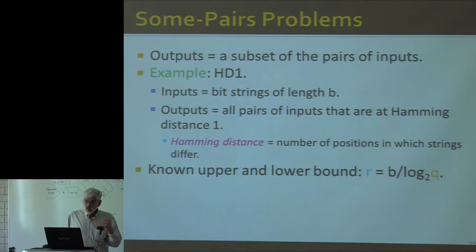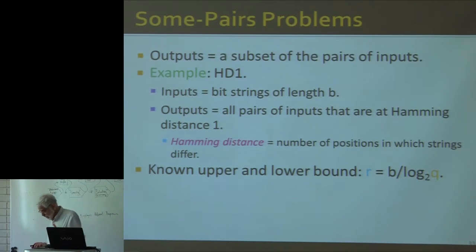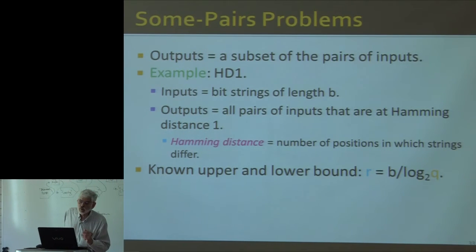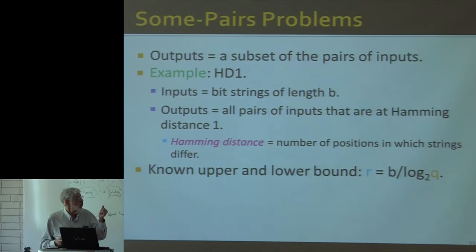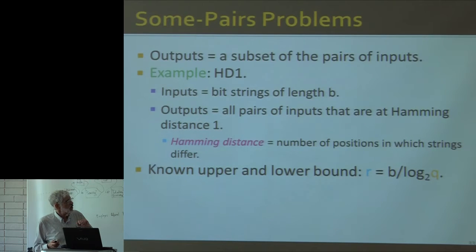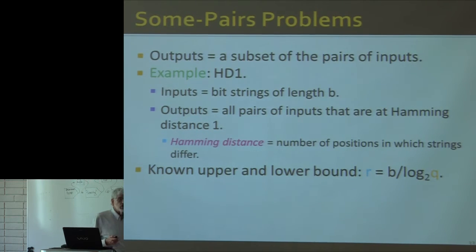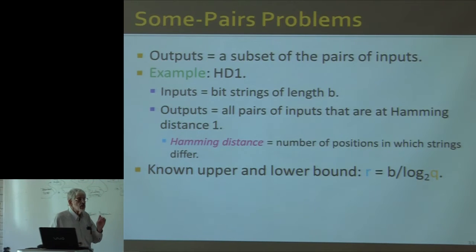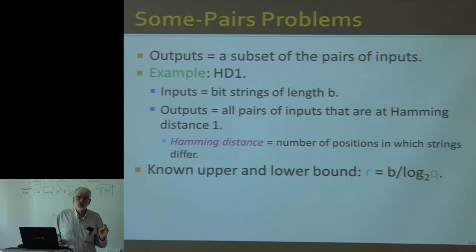Okay, this is actually in the paper on the theory. This is one of the problems that we were actually able to analyze. And what you get is this. There's both an upper and lower bound: the replication rate is b over log base 2 of q. So there's still this inverse relationship between the reducer size and the replication rate. The bigger the reducer size, the less the replication. But in this case, instead of it being a linear relationship, it's a logarithmic relationship. So r almost doesn't matter. r is never very big.